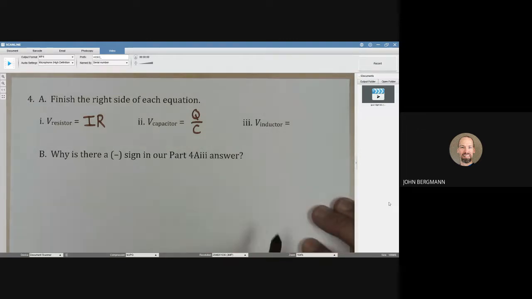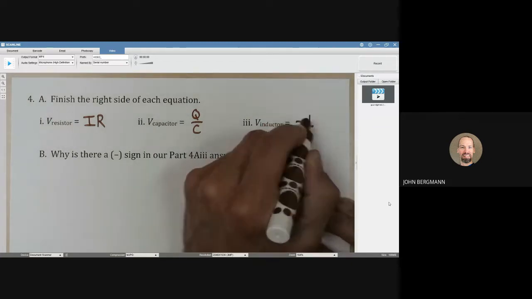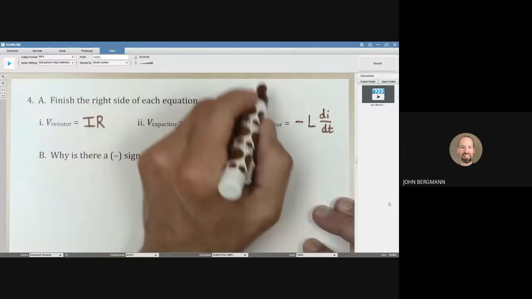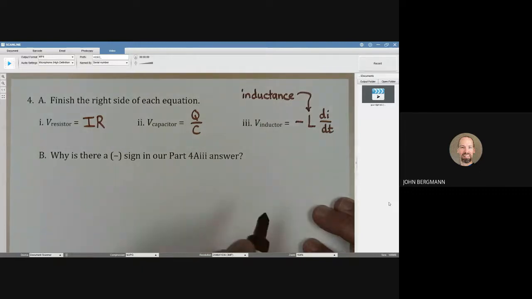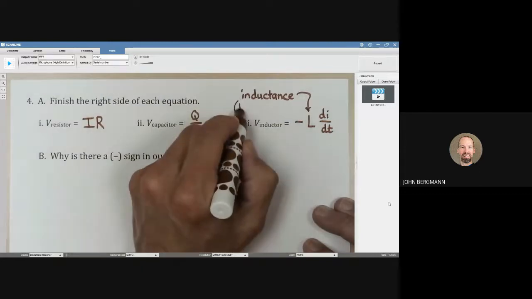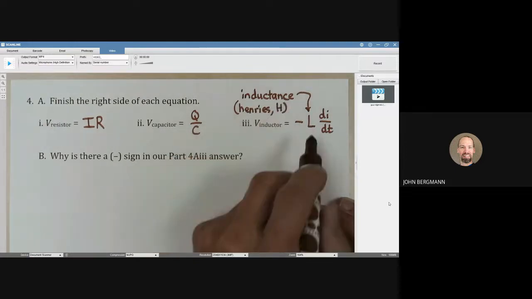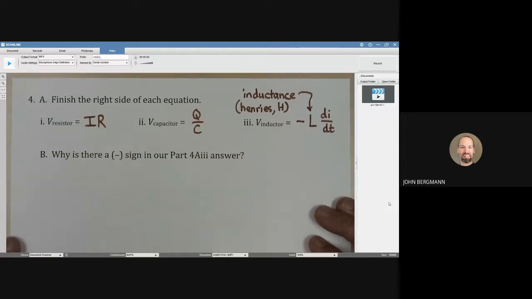The voltage drop across an inductor is equal to minus L di dt, where this L is the inductance right there, and that is in henries. That's the unit that we use for inductance. And I believe it's capital L for inductance in honor of Lenz, of Lenz's law's fame. I think I heard that somewhere.